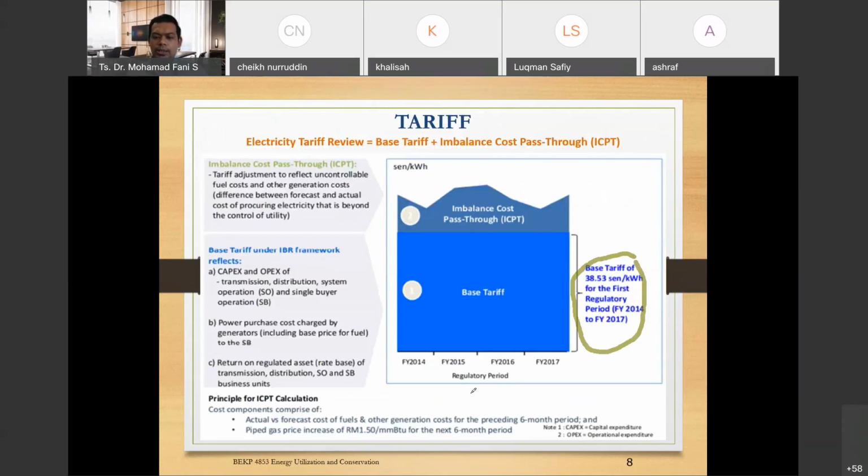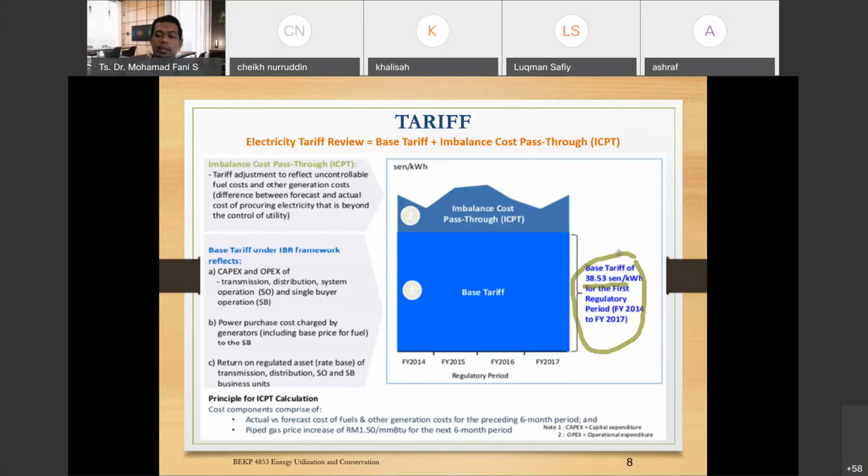The base tariff started from 38.53 cents per kilowatt hour in 2014. 2014 is the trial year for this IBR, and after that they consider 3 years for the regulatory period, and currently we have 2 regulatory periods. So the regulatory period RP1 started from 2015-2017. All the expenditure under the TMB or the utility will be covered by this base tariff of 38.53, including the salary of the staff, including the salary of the CEO and managing director of the TMB.